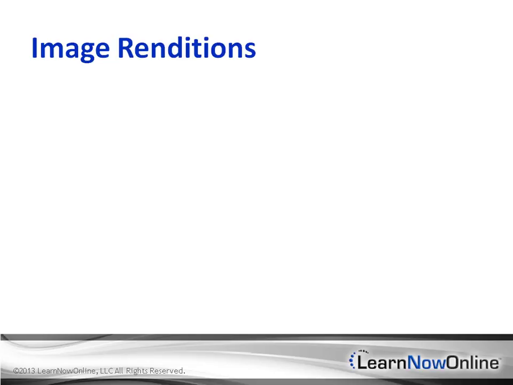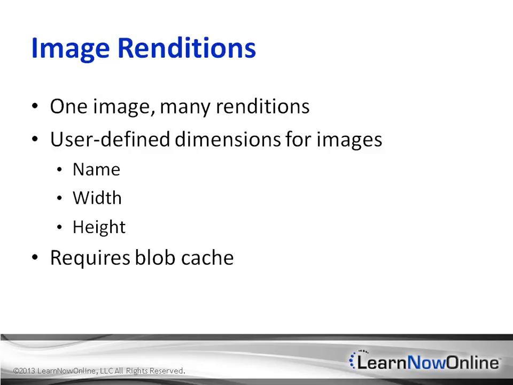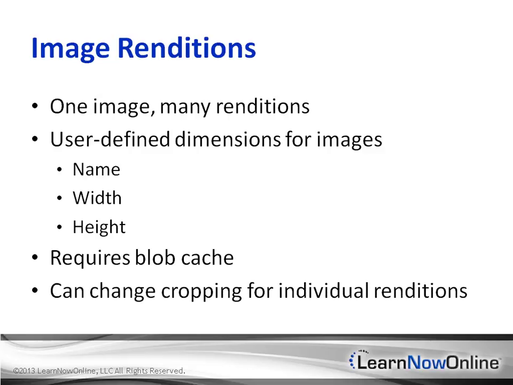So what I'm going to do is use image renditions, and what image renditions are is one image that has many renditions. And a rendition is a user-defined dimension for the image. And each rendition has a name, a width, and a height. Now, for image renditions to work, you have to turn on the blob cache, which I'm going to do by editing the web config file, actually, which I've done already. And once you've got image renditions working, you can actually also change the cropping for individual renditions.